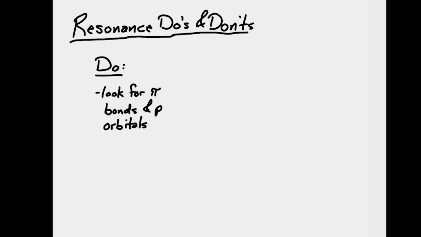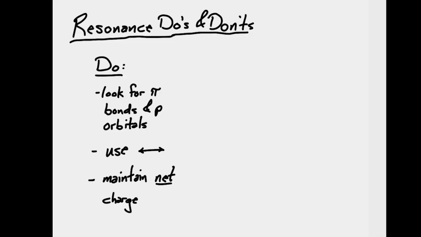So let's look at some do's and don'ts for resonance structures. The first do is look for pi bonds, and there have to be pi bonds and p orbitals in order to have resonance structures. A second do is to use your resonance arrows. That's a really important feature when you're trying to convey information to other chemists, to use proper resonance arrows. And the third is to always make sure that you are maintaining the net charge.